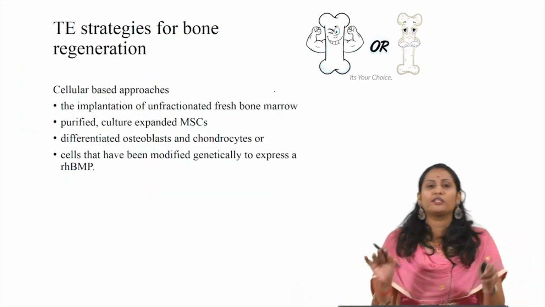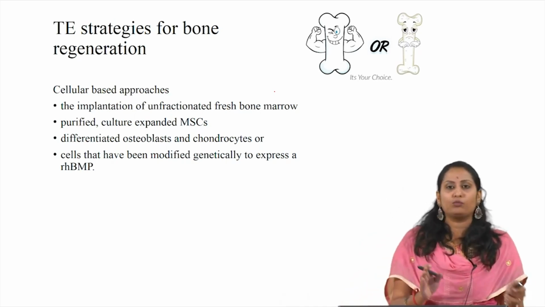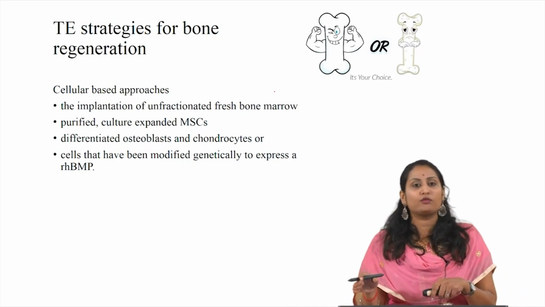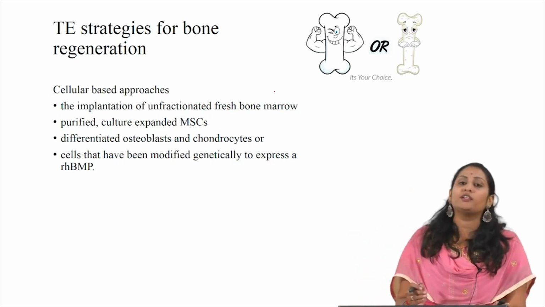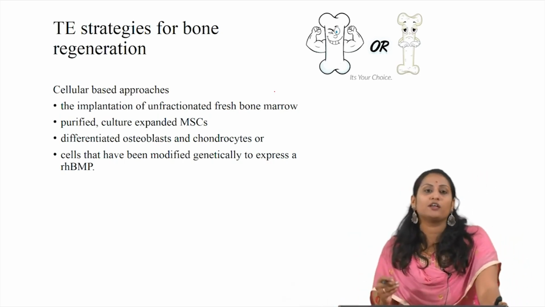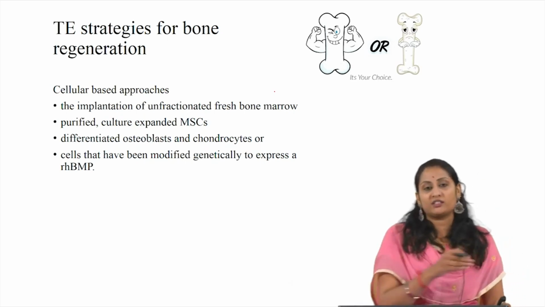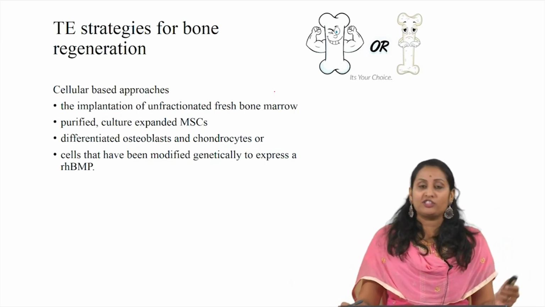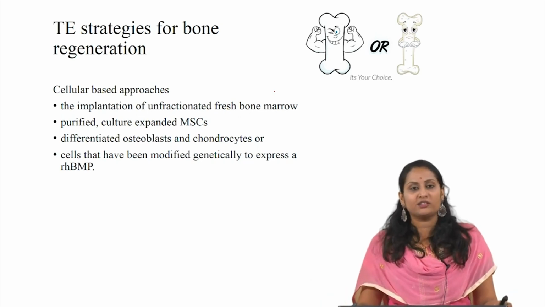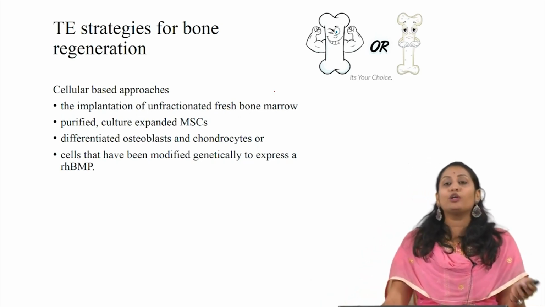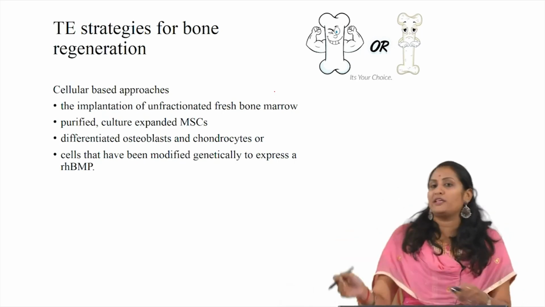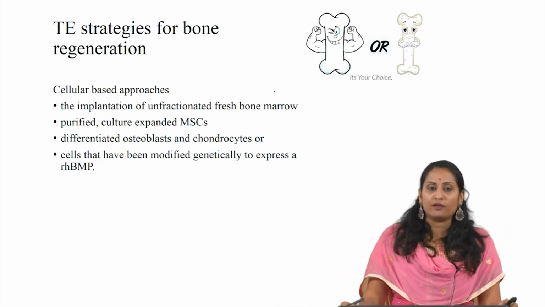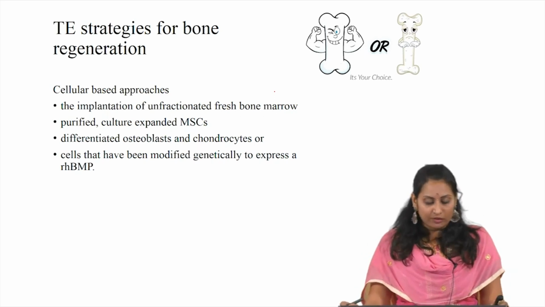So this is all about the scaffolds. We have seen the properties of the scaffold required for the ideal bone graft, and a few examples of biomimetic scaffolds that were developed, first the first generation scaffold and then the second generation scaffolds. And now we move on to the strategies for bone regeneration. First we saw the scaffold based approach, and now it is the cellular based approach.